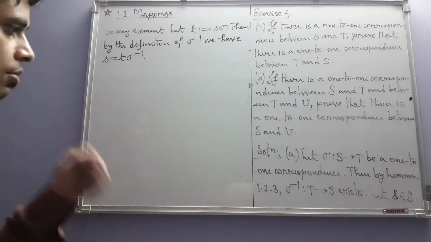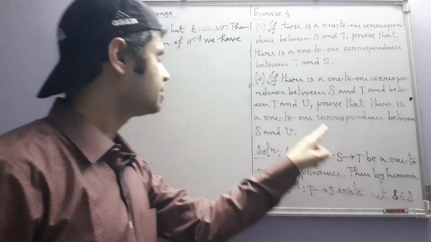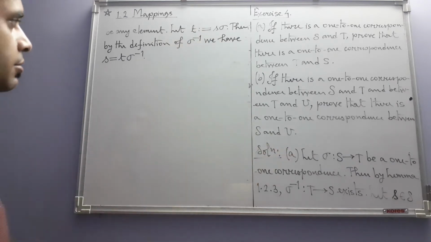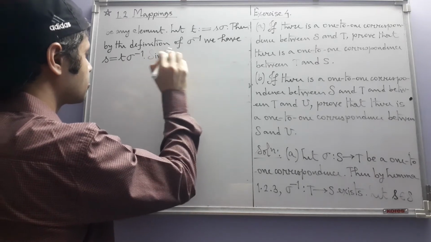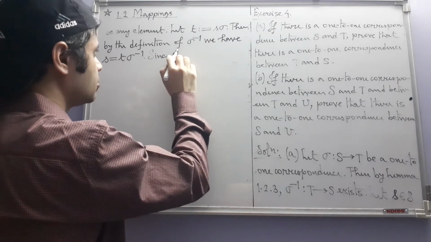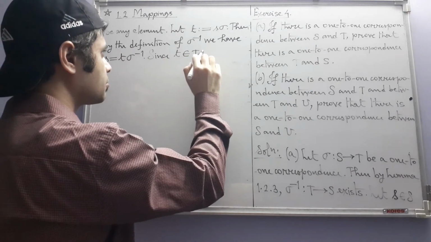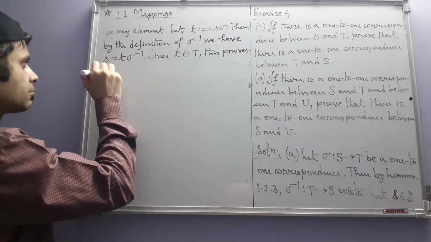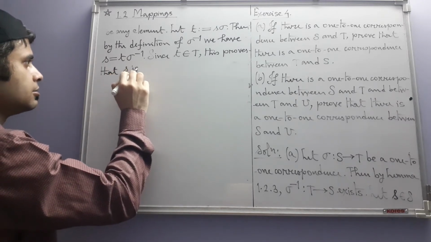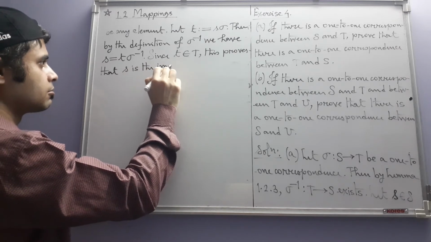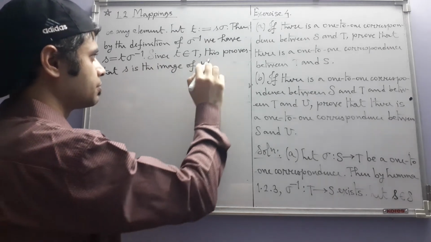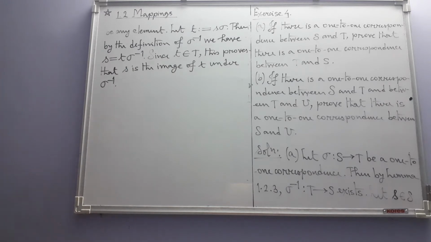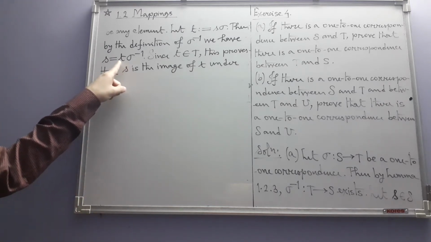Okay, now note that since sigma is a mapping from S to T, S sigma, which is nothing but t, is actually an element of capital T. Since t belongs to capital T, this proves that S is the image of t under the function sigma inverse. Note that we are writing t sigma inverse.